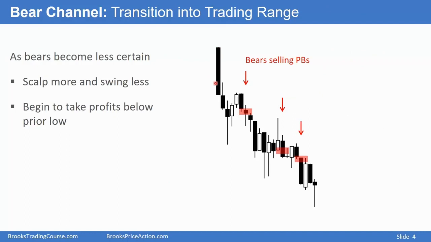Here's a bear channel. We have a bear breakout, big bear trend bar, and then a channel. 3 pushes down, 1, 2, 3, possibly a type of spike and channel pattern. Strong bear breakout, bears are selling pullbacks. Every pullback they see as a bear flag, and they'll sell below the low of the prior bar. They'll get filled here. Usually higher probability to sell below a bear bar.